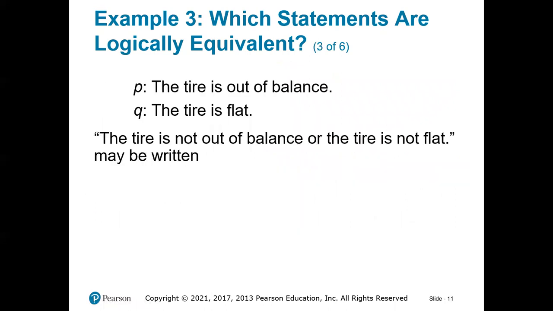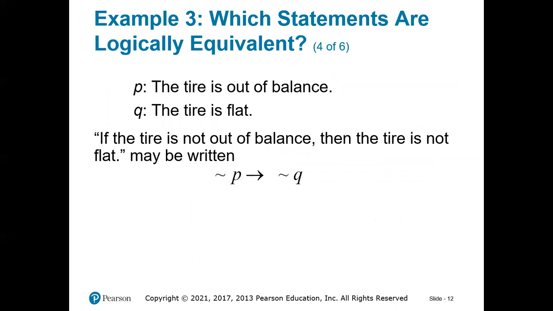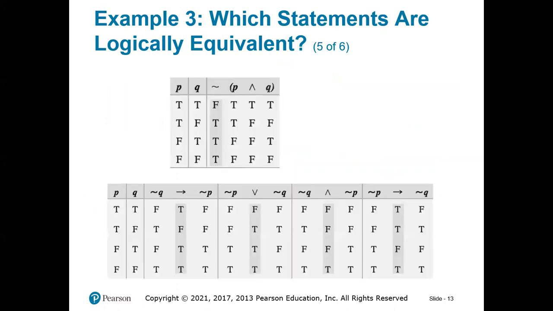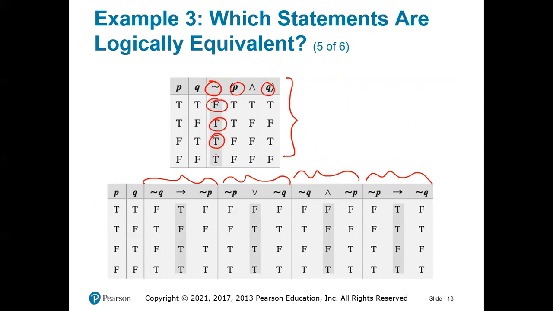So here are the truth tables of all these statements. They are just representing them. So this is the truth table of the original exercise, right? It is not true that the tire is out of balance and the tire is flat. And here they put the truth table of the first choice, the second choice, the third choice, and the fourth choice. So the final answer is false, true, true, true. Which of these says false, true, true, true? Well, this one is false, true, true, true, right? So this statement is equivalent to this statement.